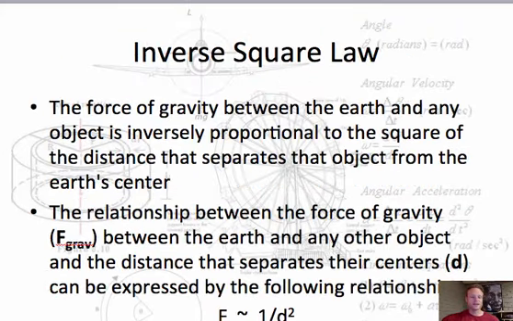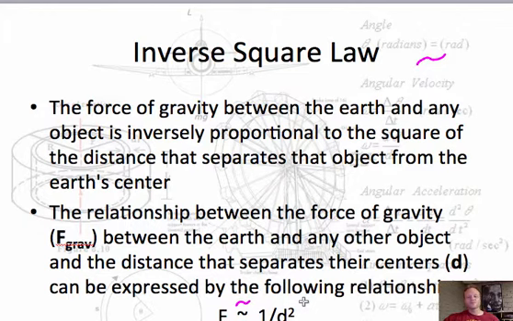So it turns out that there is this thing called the inverse square law. And basically the inverse square law says that the force of gravity between the Earth and any object is inversely proportional to the square distance that separates that object from the Earth's center. So basically, to make this much easier, the further you are from the Earth's center, the less gravity has its effect on you. Okay, so as you get further and further away, gravity becomes less and less potent or strong. And that relationship, as it's written kind of down here in the bottom, that got a little bit cut off, is basically the force of gravity is equivalent to, and this is an about symbol, just a little squiggly, 1 over d squared, d being the distance that you are from the Earth's center.